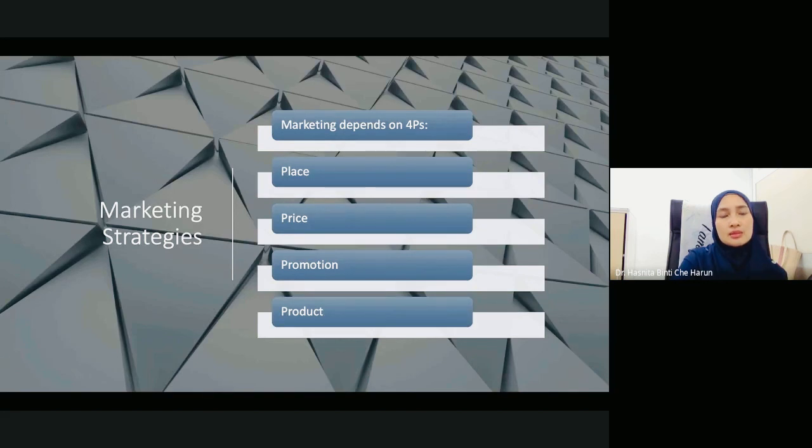Okay, so these are the marketing strategies. You need to consider the 4 P's formula: place, price, promotion, and product. The place is the location, whether it can be easily accessed. The place also covers whether you want to sell to the wholesaler, retailer, the wet market, and so on.